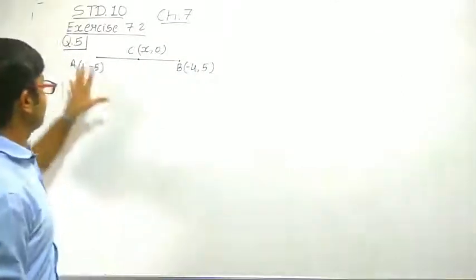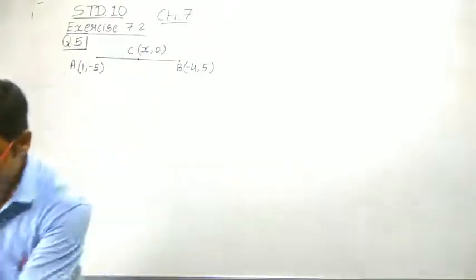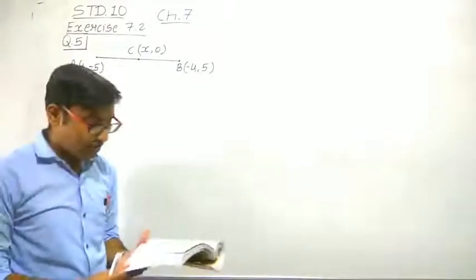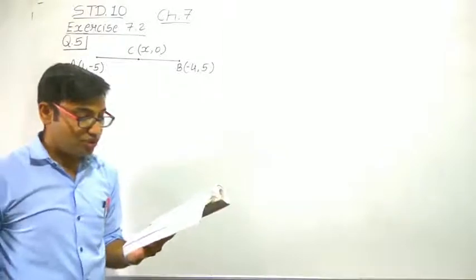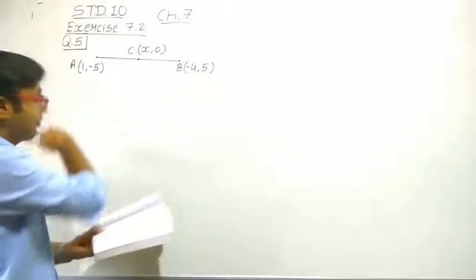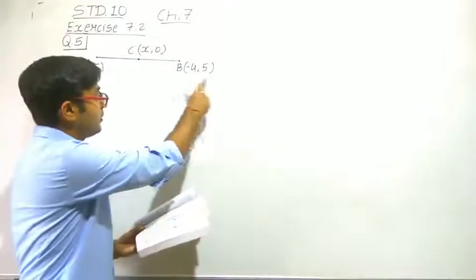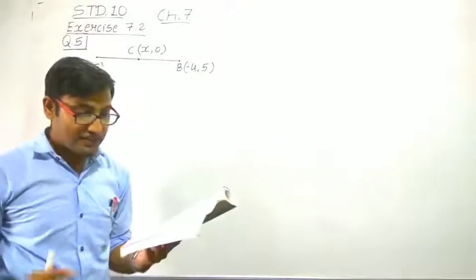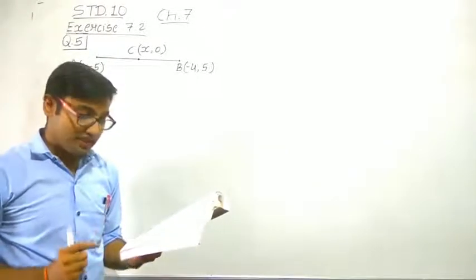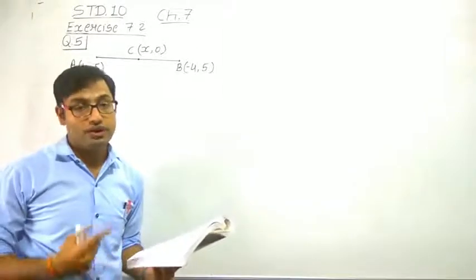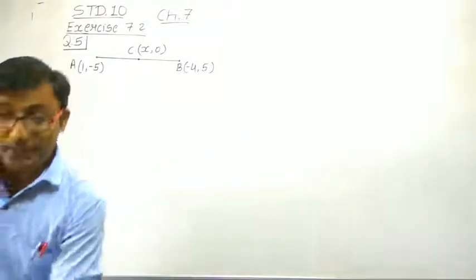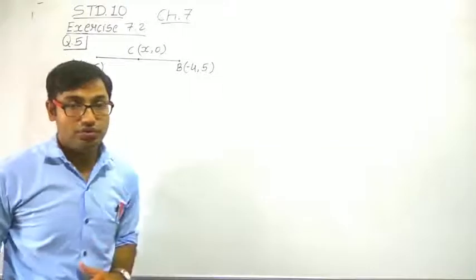Okay, so let us study question number 5. And what is the question? The question is: find the ratio in which the line segment joining points A (1, -5) and B (-4, 5) is divided by the x-axis. Also find the coordinates of the point of division. So see, here also we have to find the ratio.